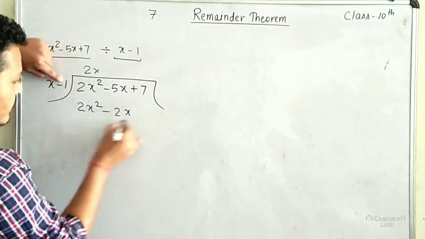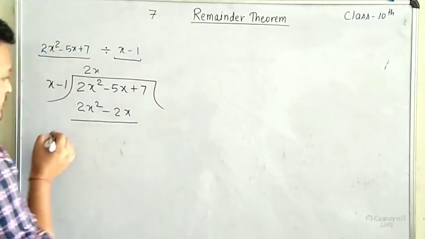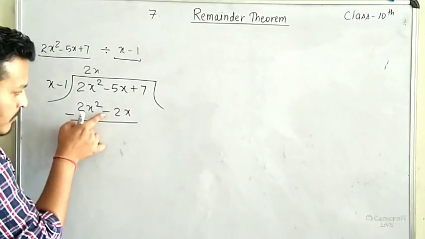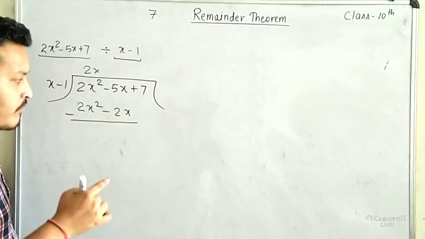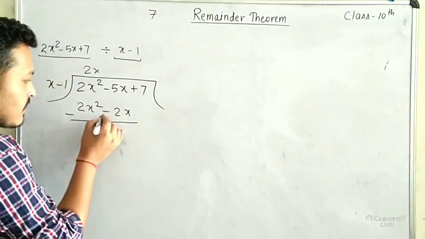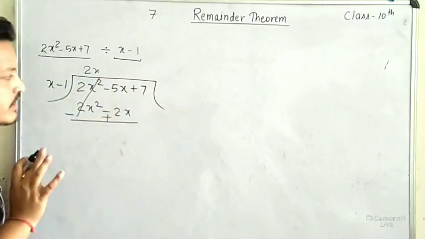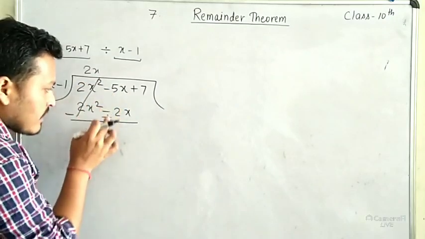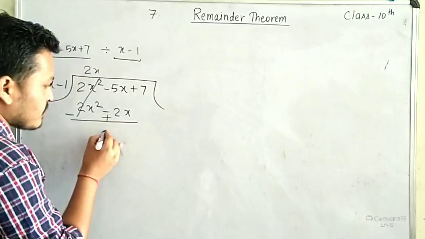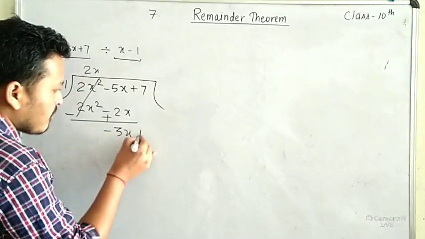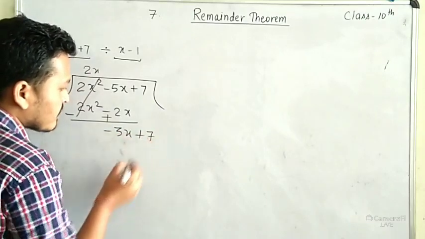According to the division, subtraction will be done here. So minus and minus becomes plus. Then 2x square minus 2x square is 0. Then minus 5x plus 2x is minus 3x, and bring down plus 7.